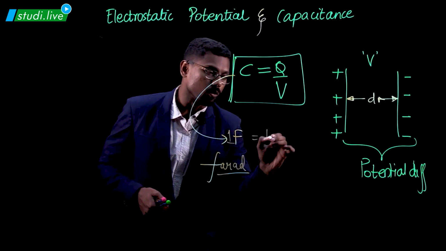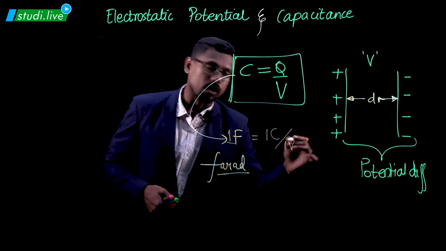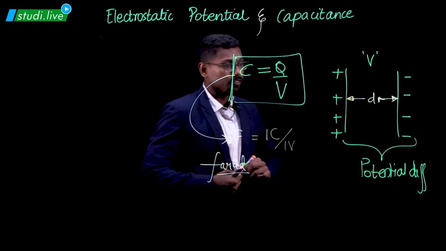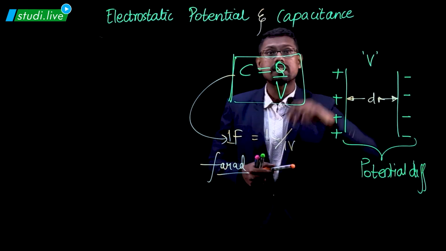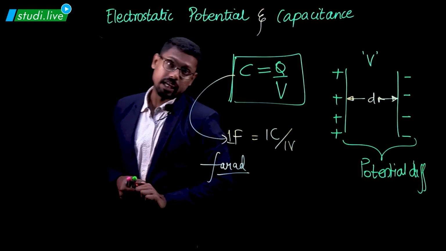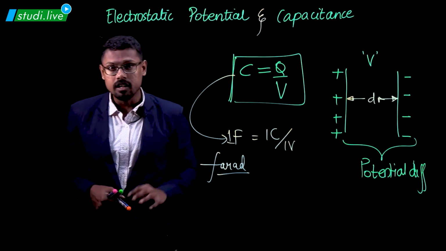What is the formula for 1 farad? 1 farad is equal to 1 coulomb of charge divided by a potential of 1 volt. So if the potential difference over here is 1 volt and the charge stored inside is 1 coulomb, then the capacitance of this capacitor is called 1 farad.